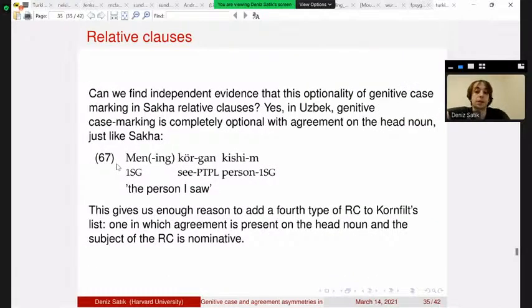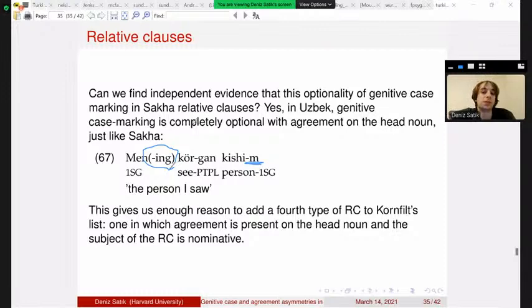The answer seems to be yes. In Uzbek, genitive case marking is completely optional with agreement on the head noun, just like Saha. To the person I saw. The agreement here has to be present. And you can get rid of the genitive case marking if you want, or you can have it in nominative case form as well. Either or is fine.